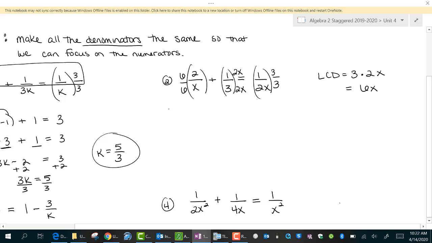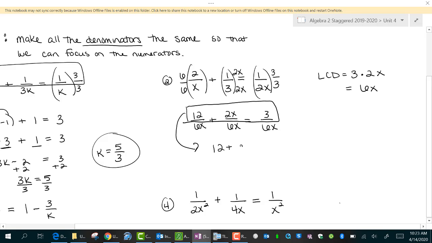So going through and simplifying here, 6 times 2 is 12, so I have 12 over 6x plus 2x over 6x equals 3 over 6x. My denominators are all the same. This looks good. So I focus on those numerators. So 12 plus 2x equals 3. Subtract 12 from both sides. So 2x equals negative 9. Divide by 2. So x equals negative 9 over 2 or negative 4.5.